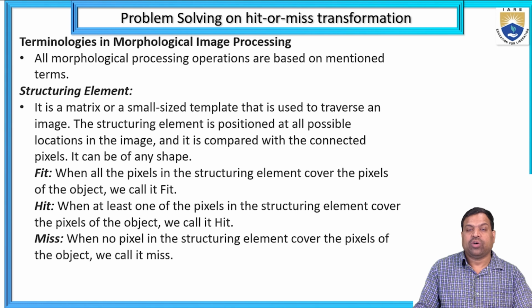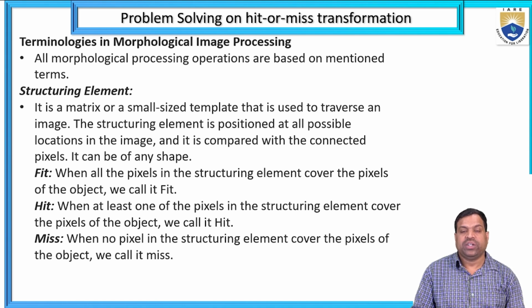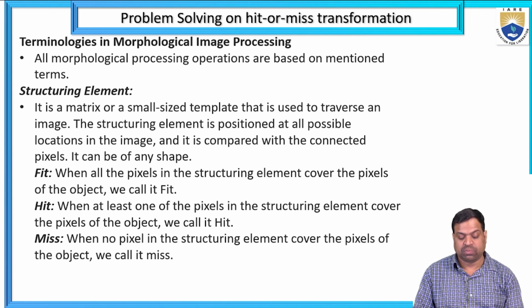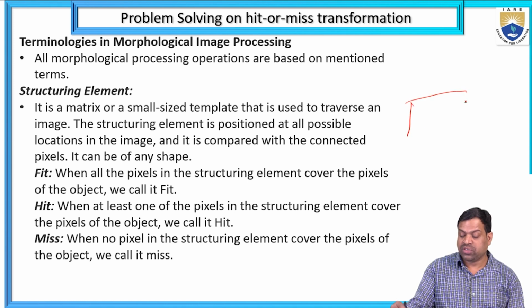So what are the terminologies in morphological image processing? All morphological processing operations are based on the mentioned terms. Structuring element: it is a matrix or a small-sized template that is used to traverse an image. The structuring element is positioned at all possible locations in the image and compared with the corresponding pixels. It can be of any shape. Here fit, hit, miss, three types are there. Fit means the pixels of the structuring element cover the pixels of the object.